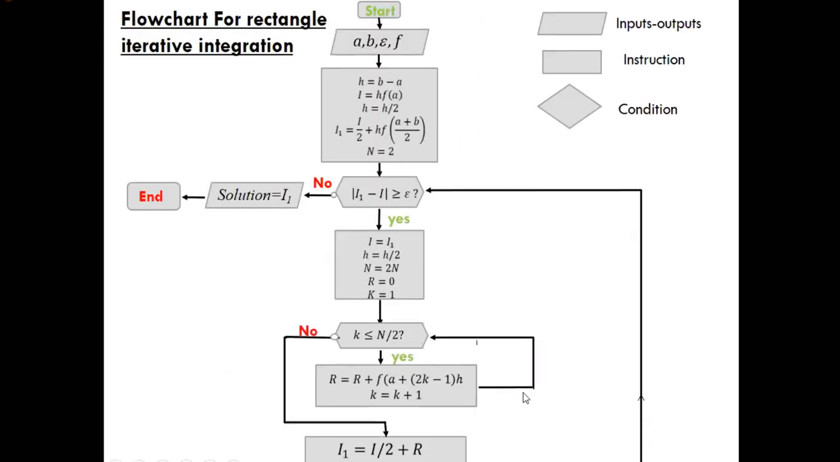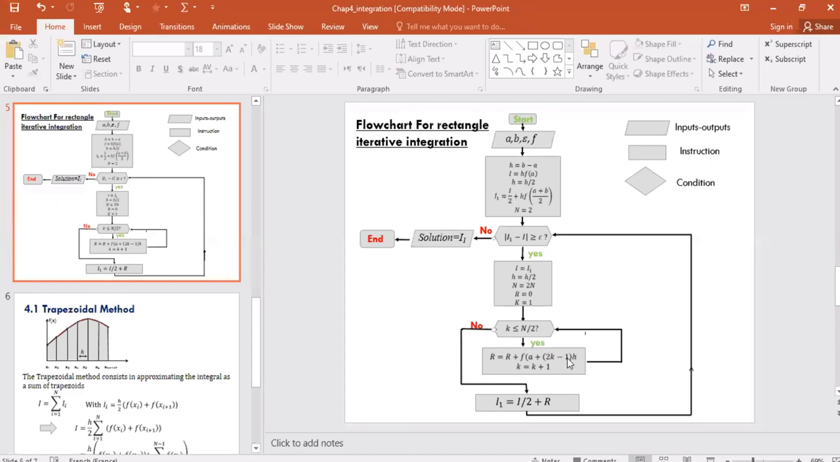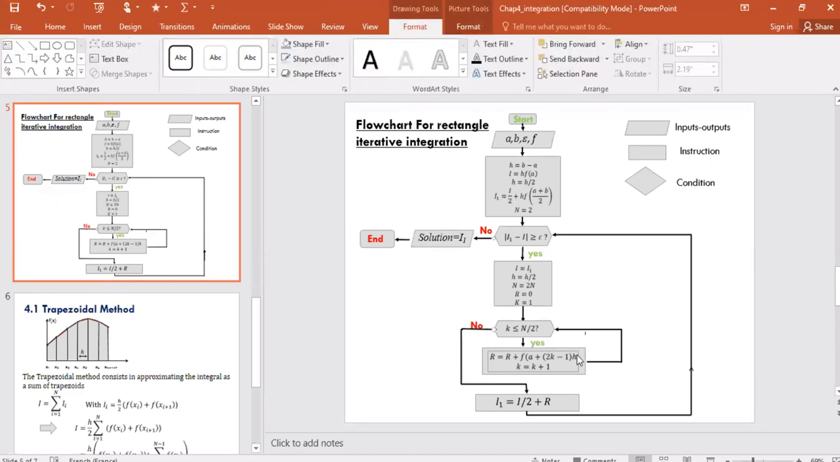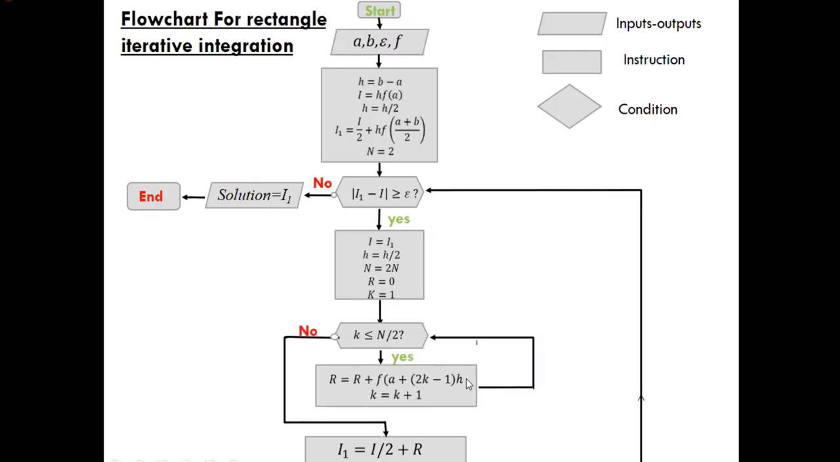So r is equal to r plus f of (a plus (2k minus 1) multiplied by h). The parenthesis should be after the h, I'll correct this later. And k equals k plus 1 is just like the for loop, where k is equal to k plus 1.